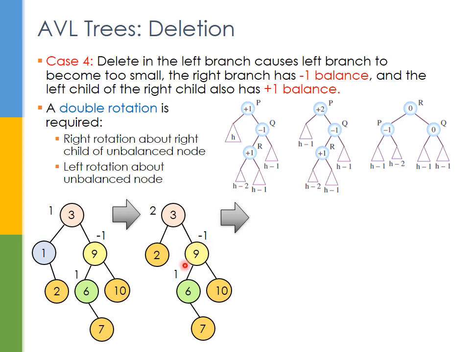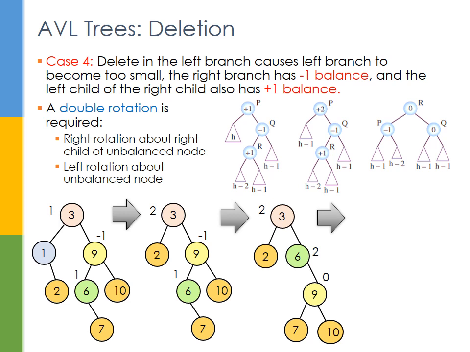So we now look at the right child, which has a balance factor of -1, and the left child of that right child, which has a balance factor of +1. This means that we're dealing with case 4, so we perform a double rotation. First of all, we perform a right rotation about the right child of the unbalanced node. So we are rotating 6 about 9. So that then produces this AVL tree over here, where 6 has been rotated up and 9 is lower in the tree. And then we perform 1 left rotation around the unbalanced node.